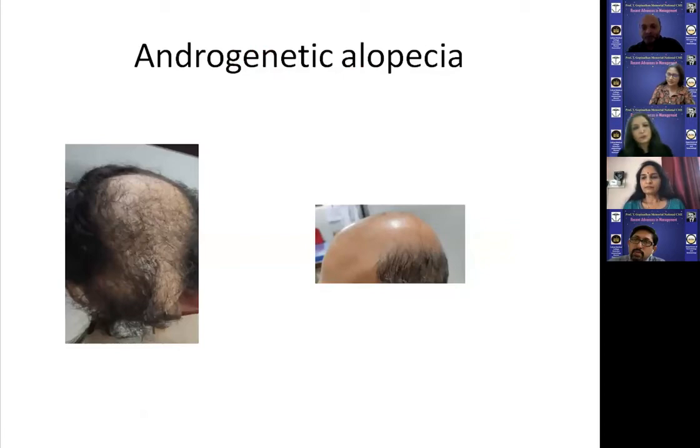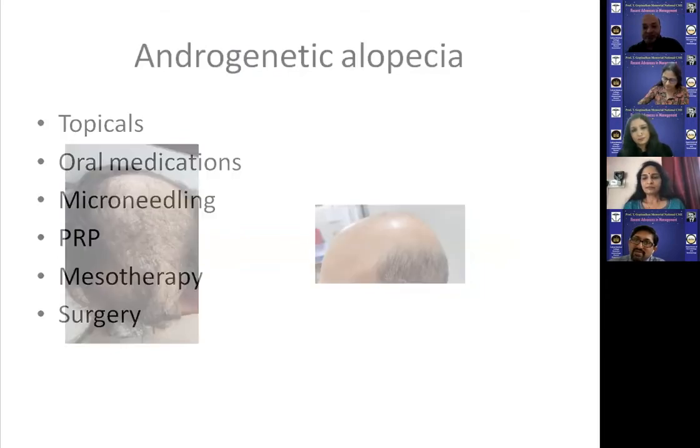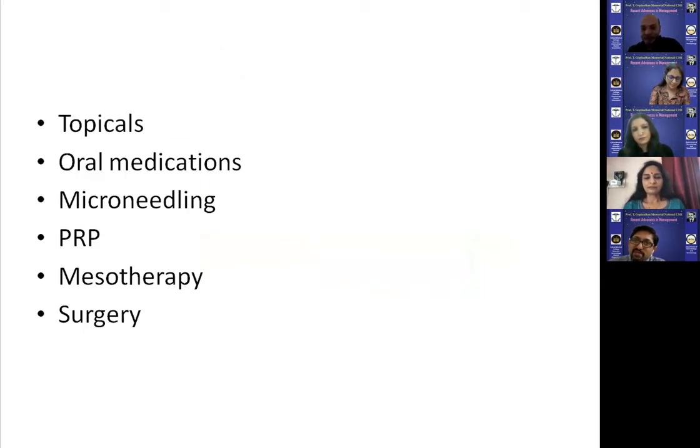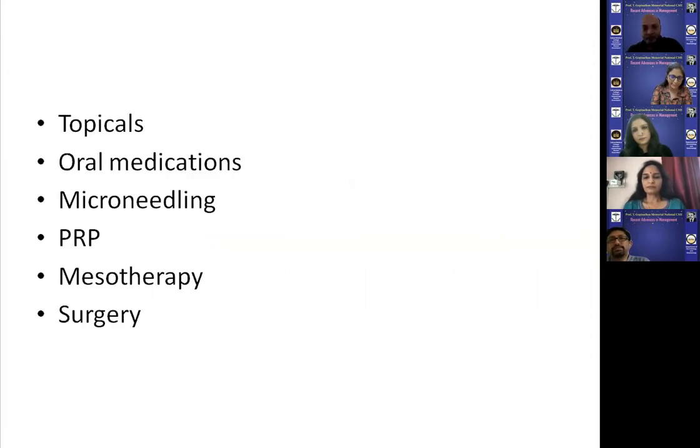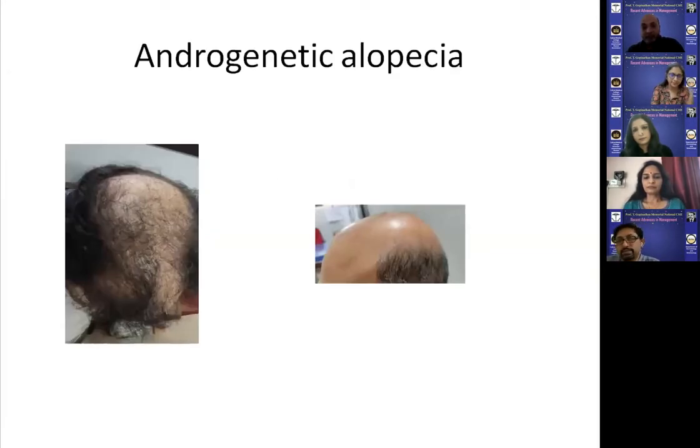This is an androgenetic alopecia. Actually, these are the scalps of two famous dermatologists. So what are the various ways of treatment, other than surgery? Other than surgical therapy, what other things can you do in this? Dr. Geetha?